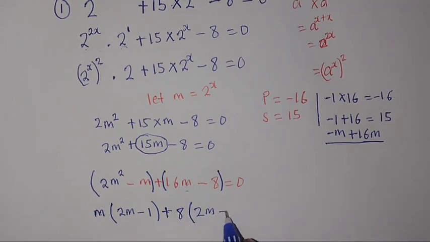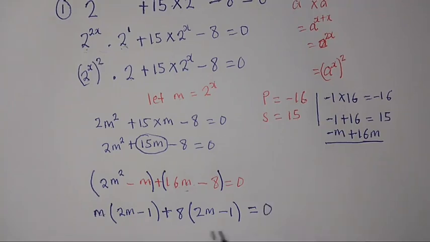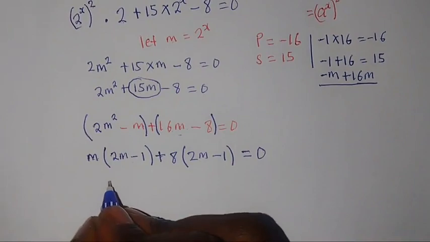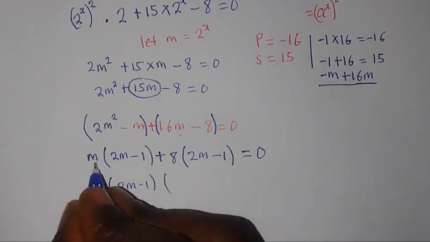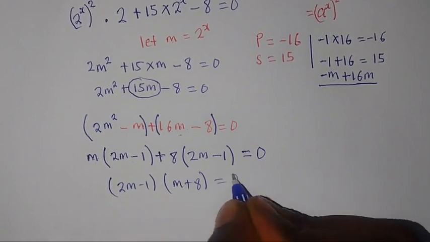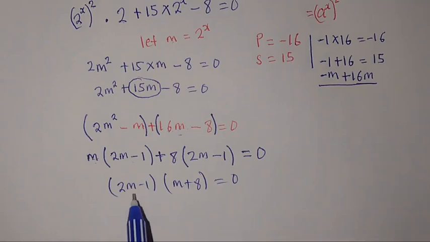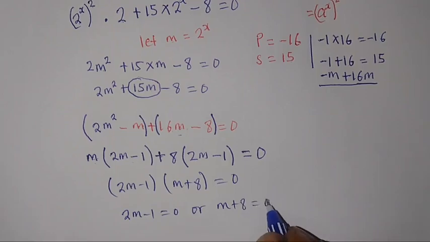Positive times negative, it's a negative. 8 into 8, it's a 1. You close, okay? Then equal to 0. So you can see these are the same. So from here, what you can do is just get one expression which is the same. Then you also write m plus 8, m plus 8 equal to 0. So you can now equate each of these two expressions to 0. So you can say 2m minus 1 is equal to 0, or m plus 8 is equal to 0.